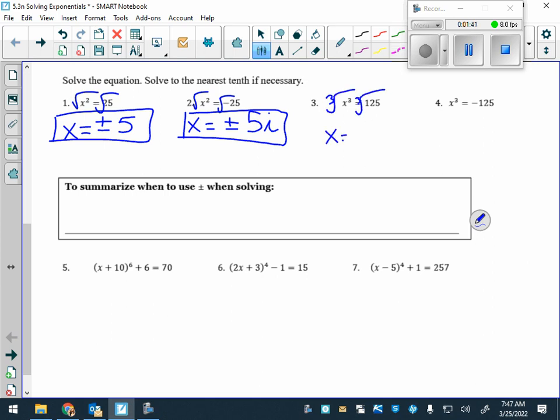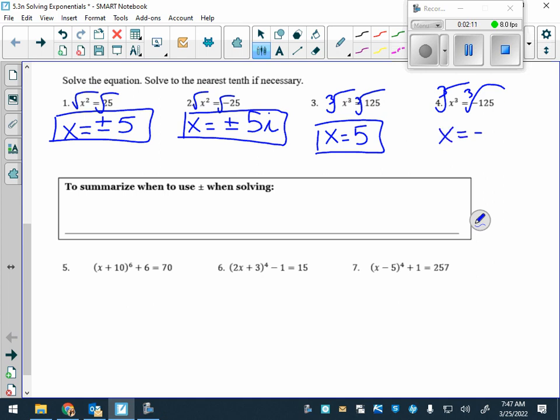the cube root of 125, anybody know what we get? 5. So it would be one singular answer. So the cube root of 125 is 5. Then we have the cube root of negative 125. Yeah. It would be negative 5.